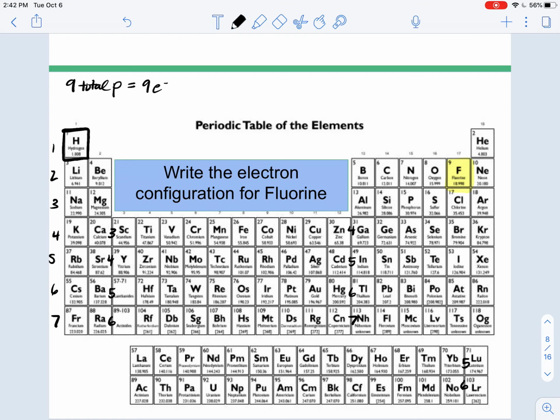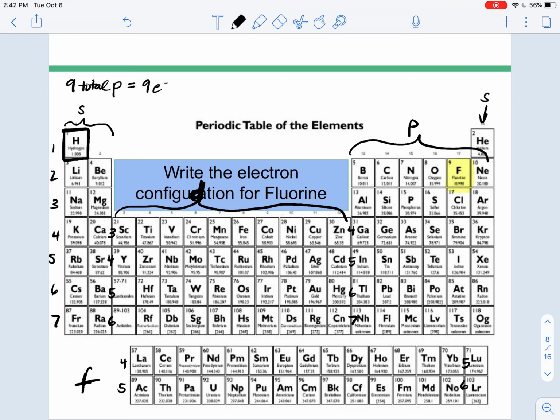This also corresponds with those blocks that we had colored previously. I'm not going to color it because it's going to take too much time, but this was S. Remember, this whole middle section is D. This section over here is P. Don't forget helium is technically a part of S. And then we have our F block down here. And this is 4 and 5F.